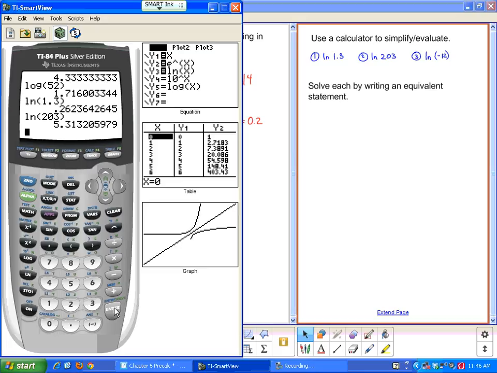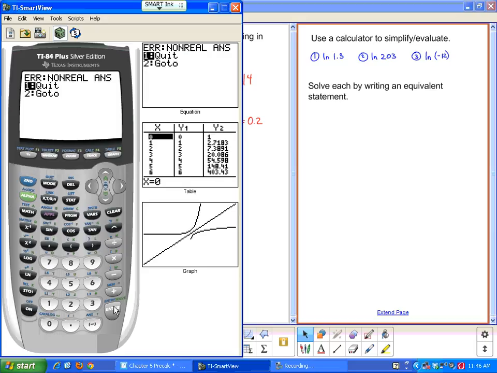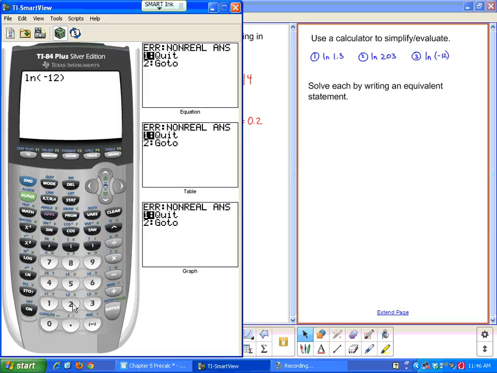And there we get approximately 5.31. And then the last one, we have the natural log of negative 12. Okay. And watch what happens here. It says that it's a non-real answer. So in this one, what you would tell me is that it's undefined for the real numbers. So for number 3, it would be undefined for the real numbers.